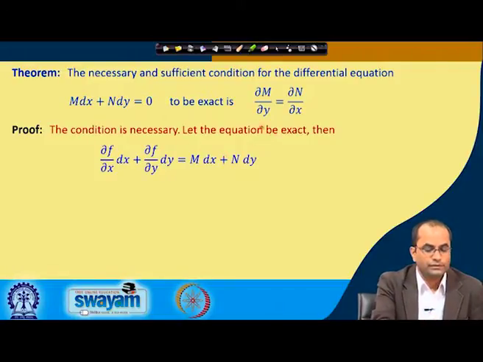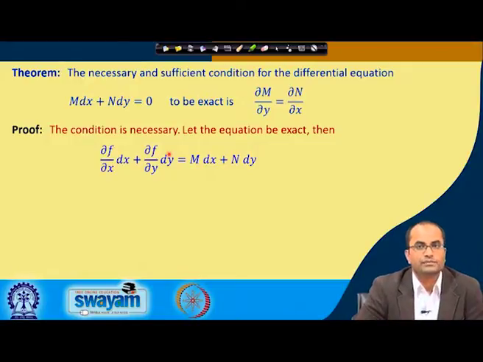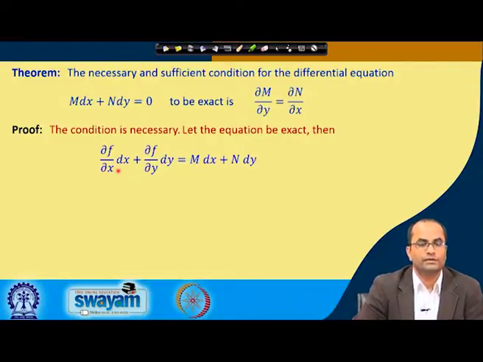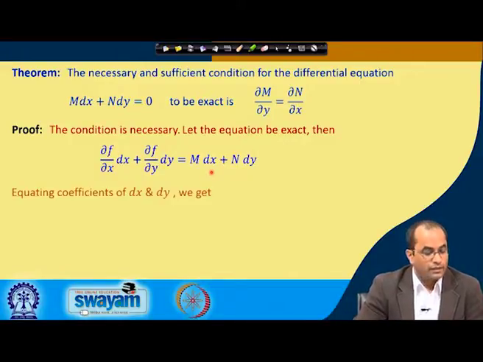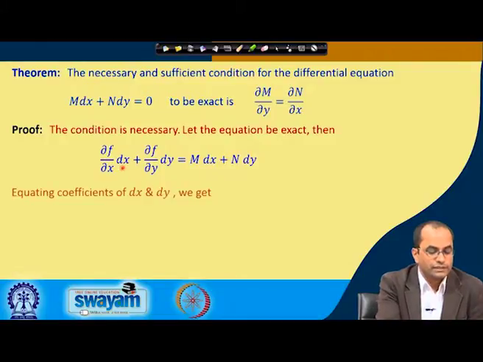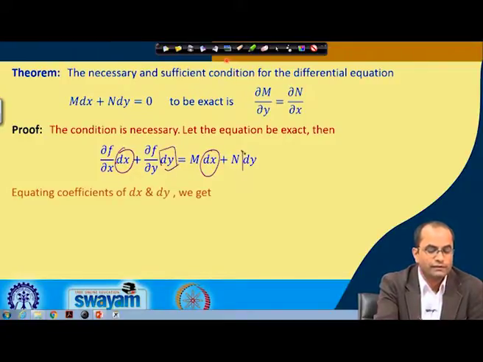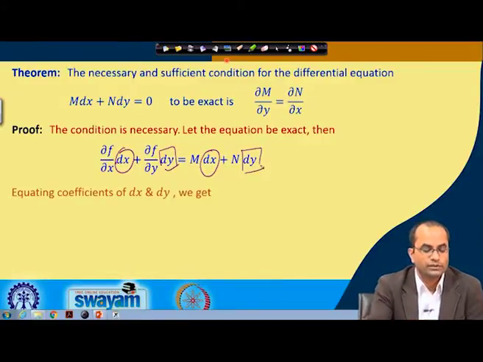If this equation is exact, then we will have a function f of two variables whose differential will be M dx plus N dy, as per the definition of an exact differential equation. So, we must have del f over del x times dx plus del f over del y times dy equal to the given differential equation. Now, equating the coefficients of dx and dy, we have dx on both sides and dy on both sides, so we can equate them.